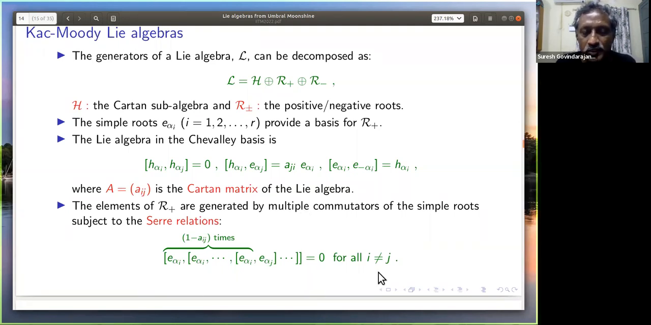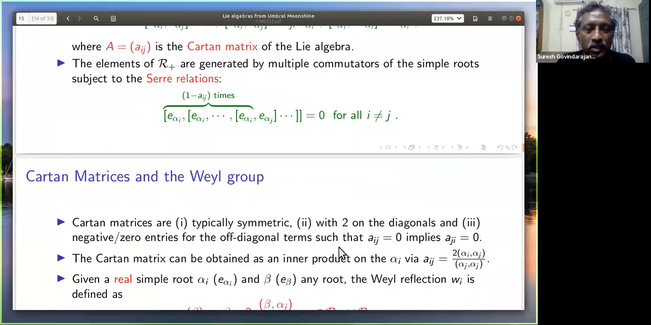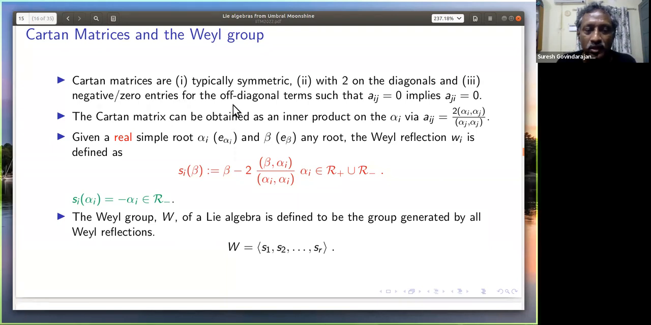So this is the thing, and we'll just see how that works for SU3. Cartan matrices are typically symmetric. They have twos on the diagonal, and negative and zero entries for the off-diagonal terms, such that A_ij equal to zero implies A_ji equal to zero. Usually the Cartan matrix is obtained as the inner product of the alphas in this fashion. You might usually see it as just alpha_i, alpha_j, because most of the roots are taken to have norm two, so it will cancel. That is the standard formula.